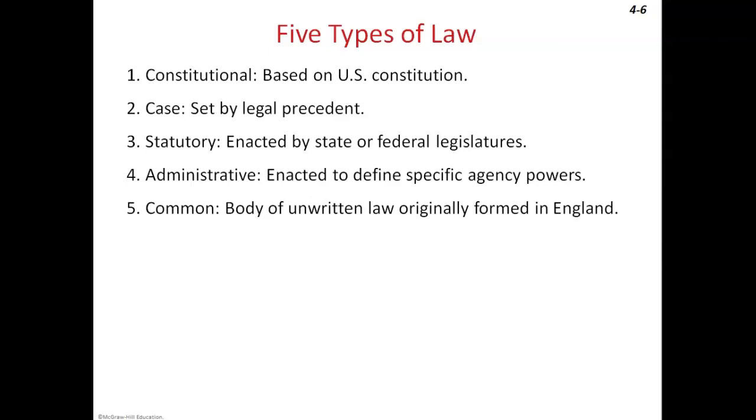Statutory laws are laws passed by the U.S. Congress or state legislatures. These laws begin as a bill, and as they pass through the two houses of Congress, may become laws. Then a president or governor can veto them, or they will become a statute. And lastly, administrative laws, which have been enacted to define specific agency powers when new agencies are created. These regulations may be passed that pertain specifically to the functions of a single agency, such as the IRS, Social Security, or the Occupational Safety and Health Administration.